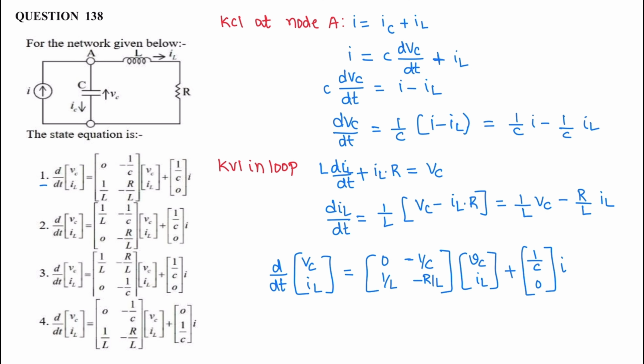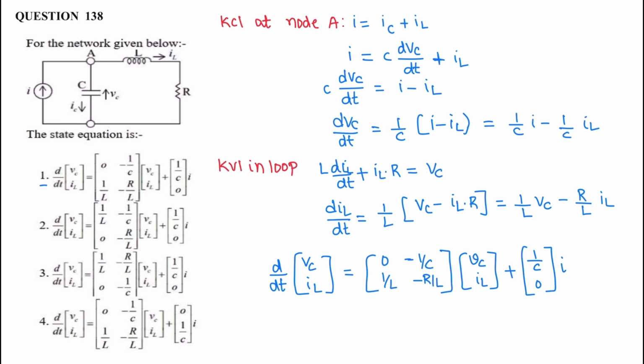Question number 138. For the given network, what is the state equation? To find the state equation, write KCL at node A. KCL at node A: sum of entering currents is equal to sum of leaving currents. Current I is equal to IC plus IL. So from this, dVc by dt is equal to 1 by C into I minus 1 by C IL.